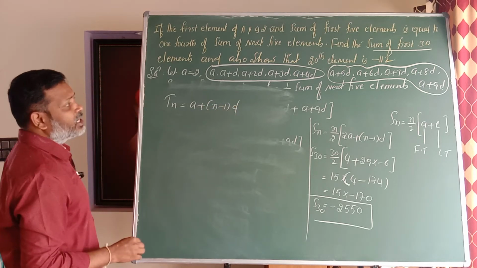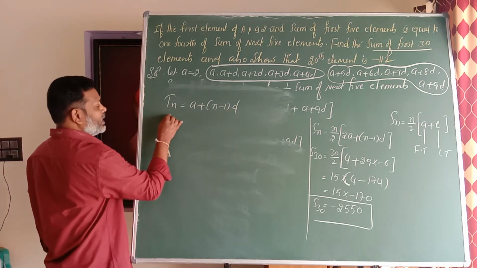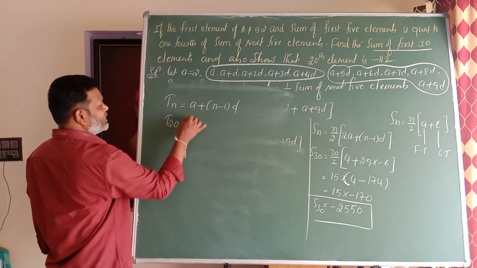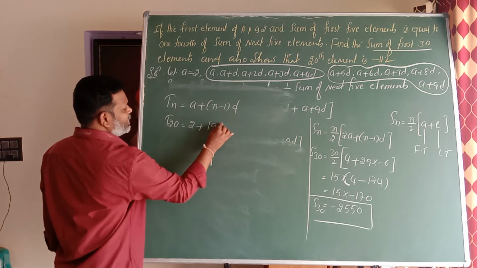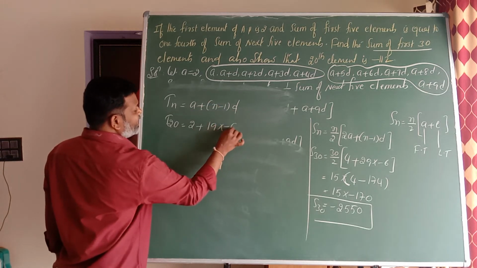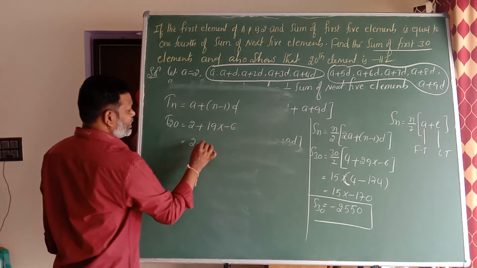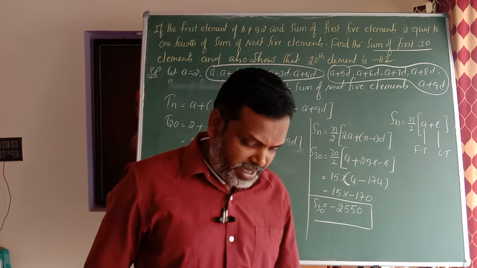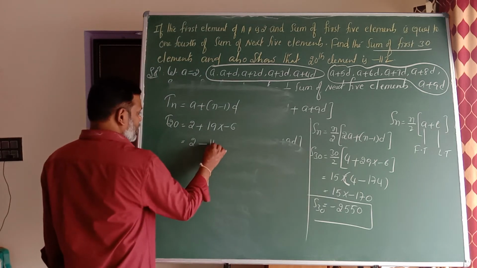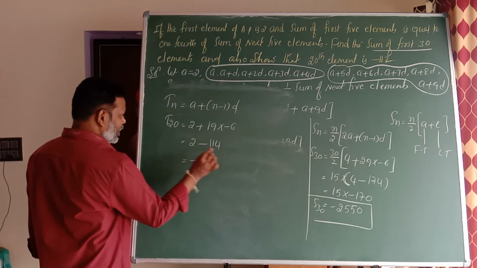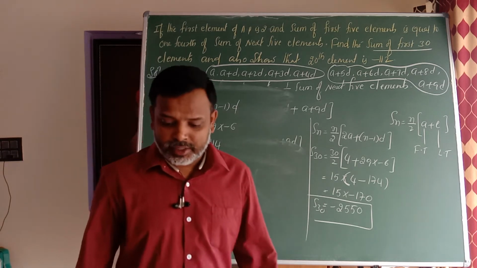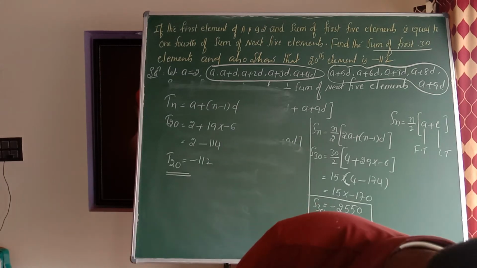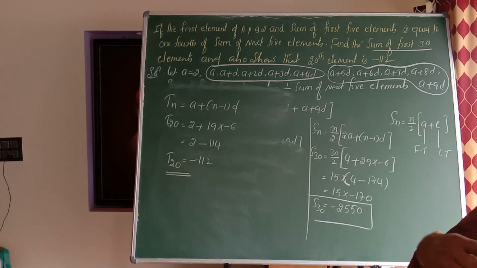They are asking for the 20th element, so put n is equal to 20. T20 is equal to a, which is 2, plus n, which is 20, minus 1 is 19, into the common difference, which we got as minus 6. That is equal to 2 plus 19 into minus 6. 19 into 6 is 114. So the answer is minus 112. This is what was to be shown, right? This is very, very important. You all need to understand this. Okay, we'll discuss one more problem related to this.